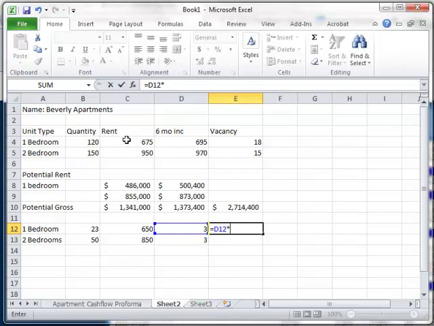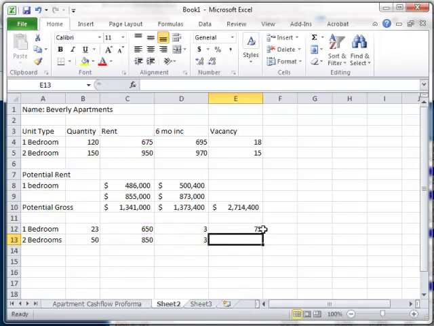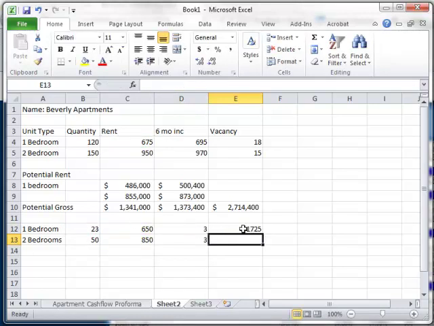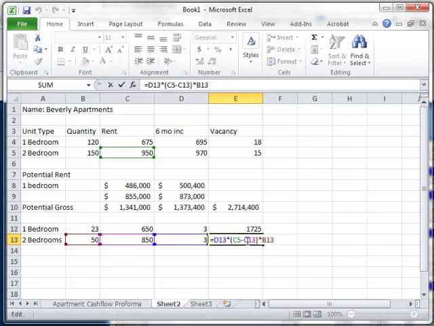So we will say the 675 minus our other amount. And just to make the formula work correctly, we need to put parentheses around that so the order of operations is correct. And that is going to be the amount that we lose per unit: it's the difference, $25 times the 3 months, so $75. But we have 23 units, so we need to multiply that by our 23. So that's only $1,725.